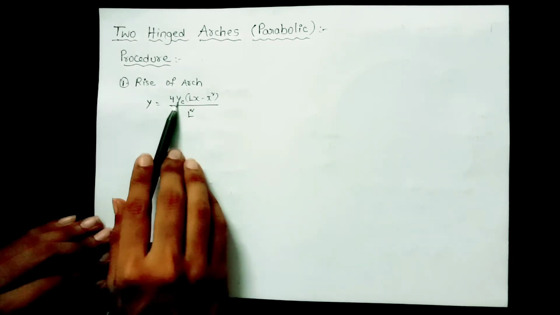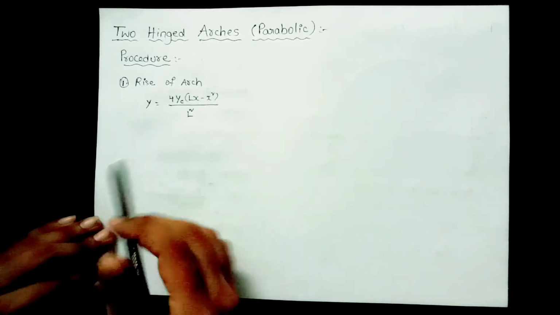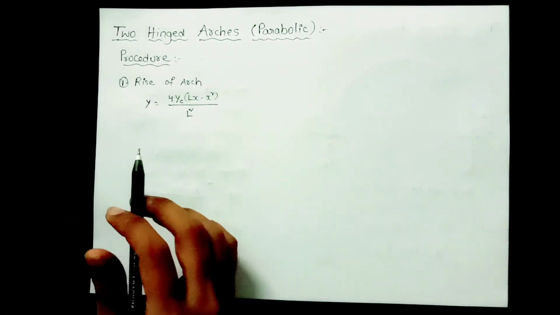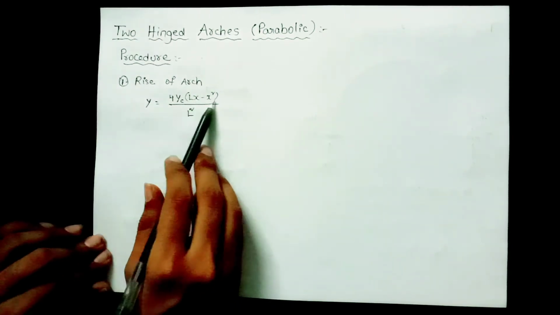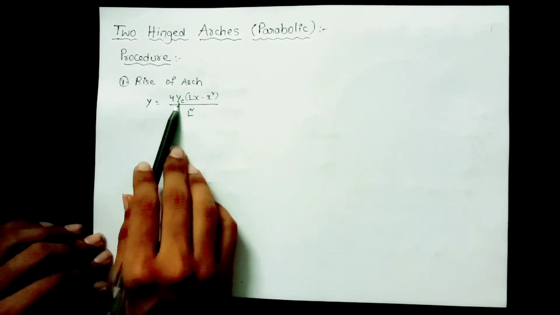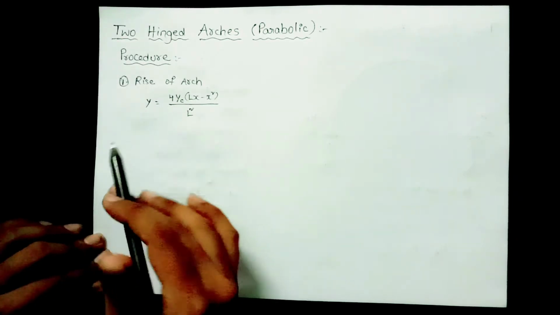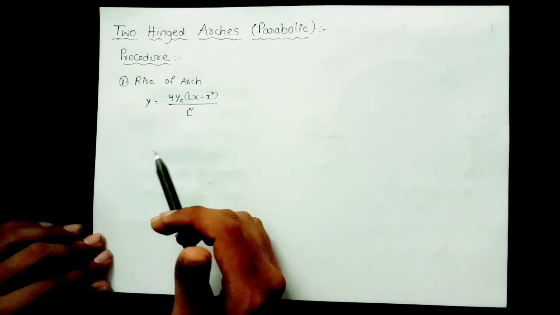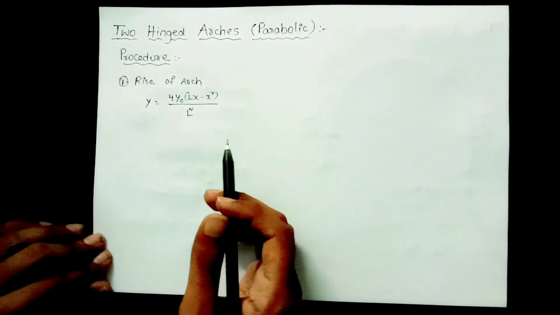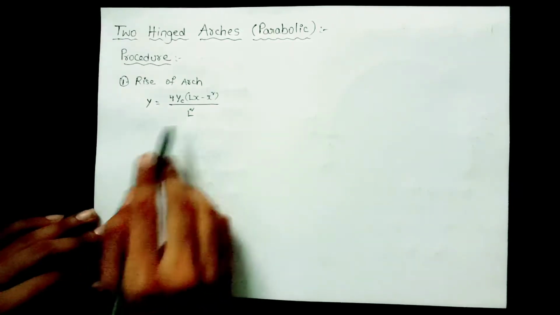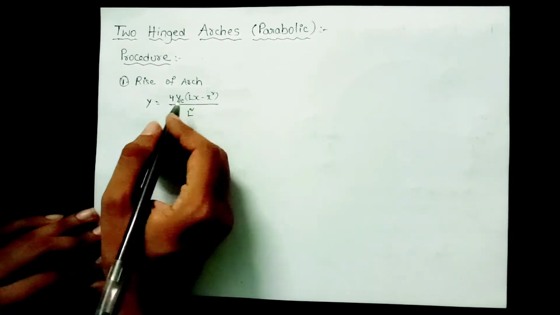Also, yc is the central rise, which is indicated as h in some textbooks. If you refer to other textbooks, the indications may be different, but the overall formula will be similar: 4yc into lx minus x square by l square. yc is the central rise, l is the span of the arch, and x is the distance from the support to the point where we are calculating the rise of arch. This is most important: x is taken from the support to the point where we are taking the rise of the arch, and l is the overall span. By using this formula we can calculate the rise of arch at any point.